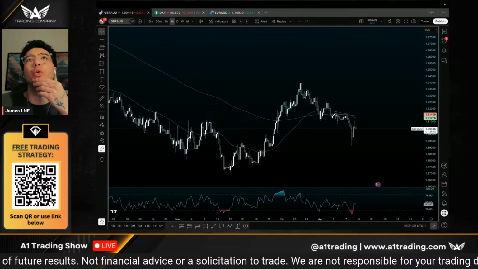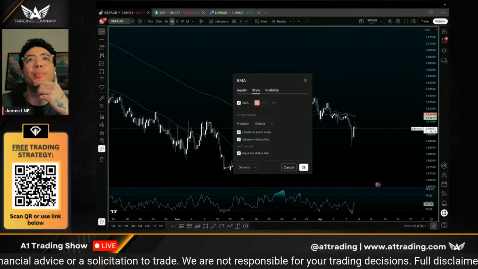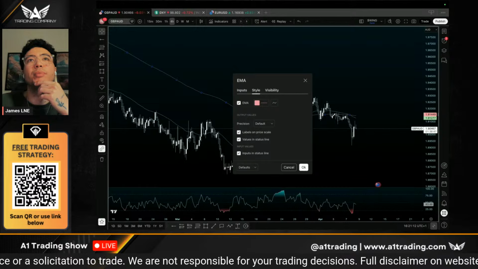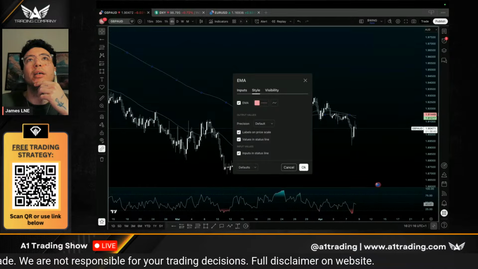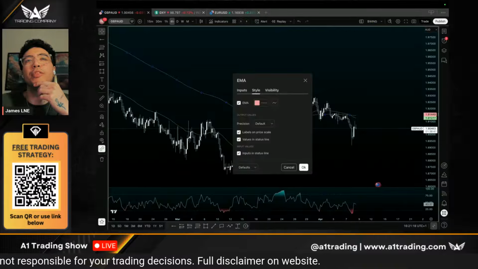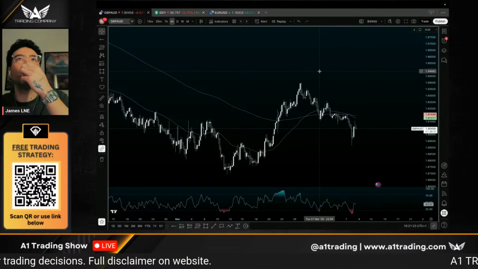Which moving averages? It's just a 200 EMA and a 50 EMA. There is no hard take profit on Aussie New Zealand. It's a case of just trailing stops and letting the trend do the work.